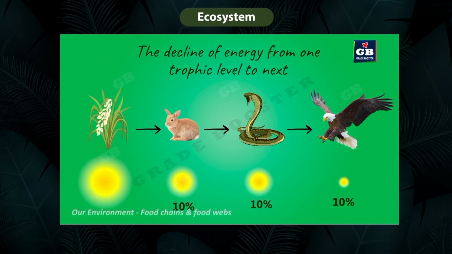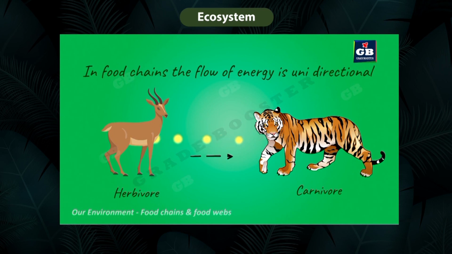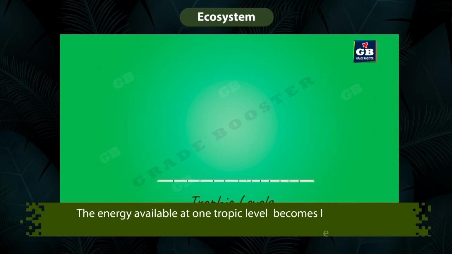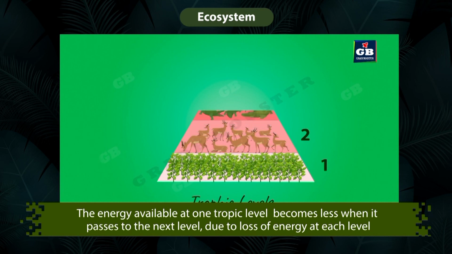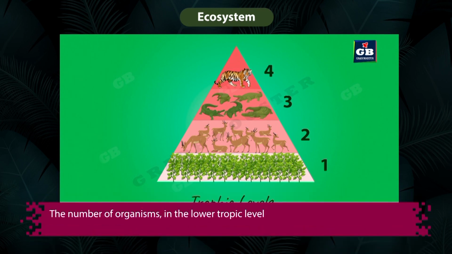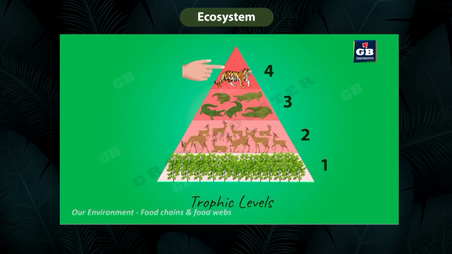In a food chain, the flow of energy is unidirectional. That means the energy flows from a herbivore to a carnivore, never from a carnivore to a herbivore in reverse direction. The energy available at one trophic level becomes less when it passes to the next level. This is due to the loss of energy at each level. And one more important thing is that the number of organisms in the lower trophic level is very high. As we go up in the trophic levels, we see a decline in the number of organisms at each level. This is about a food chain.